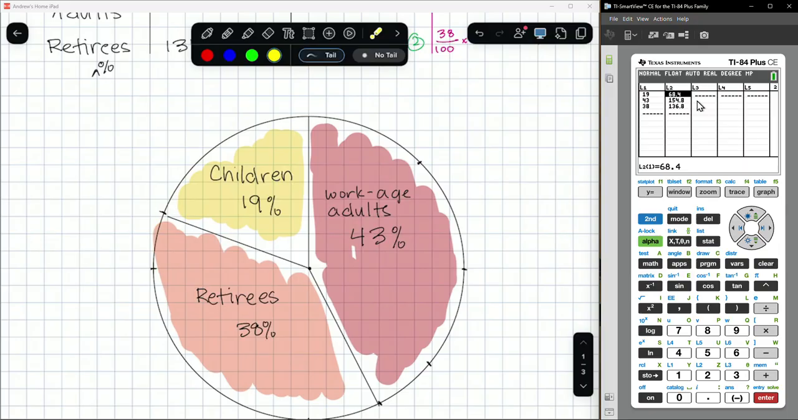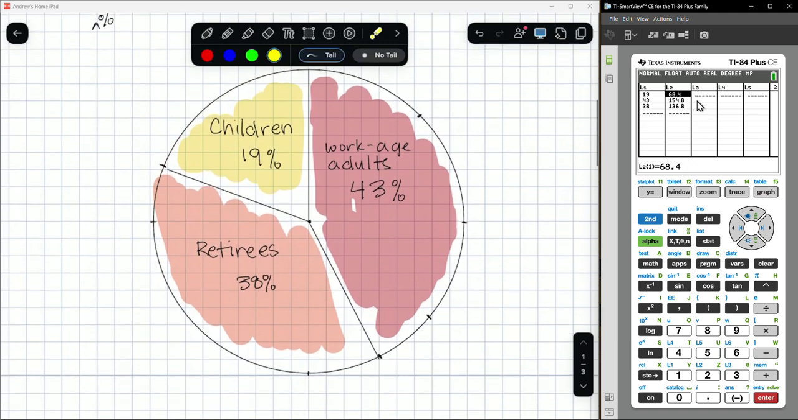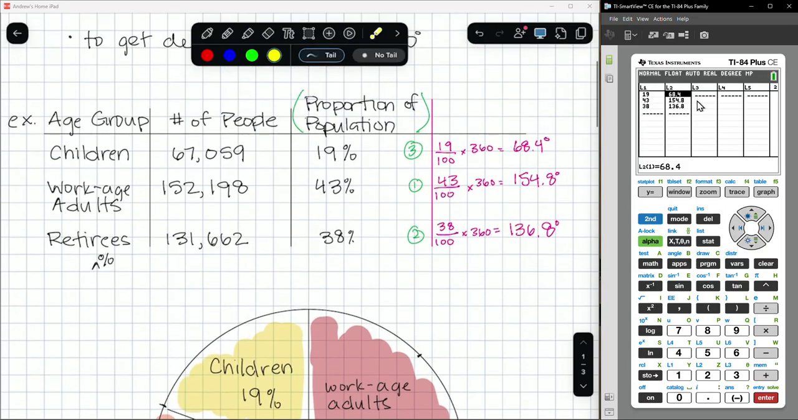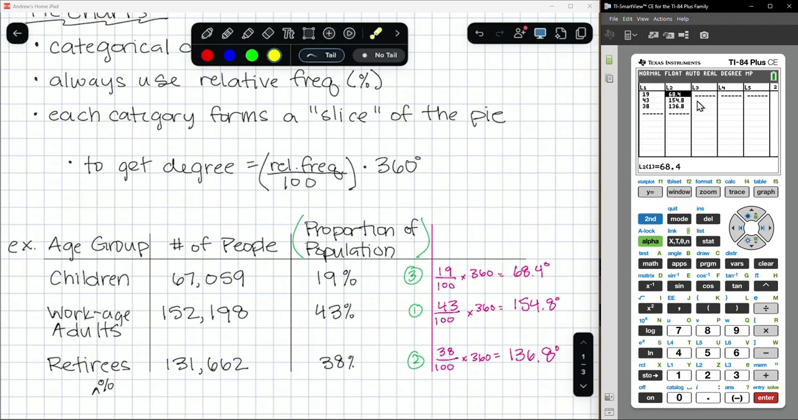On your test for this week, I will not ask you to draw this. This is very difficult to construct, but I think it's good practice for you to see where they're coming from. Pie graphs are always plotting percentage, and then we're taking that percentage and converting it to a degree by multiplying that percentage by 360.